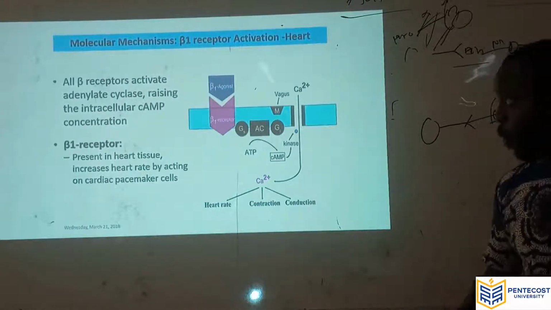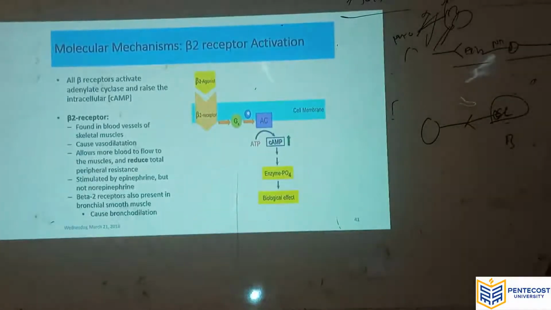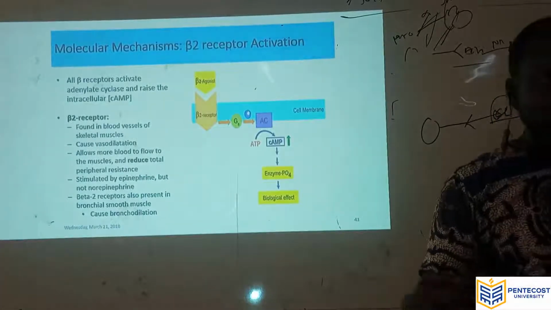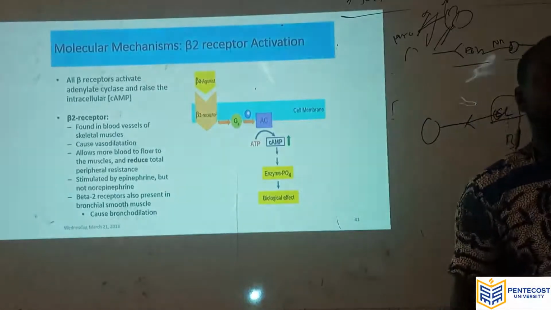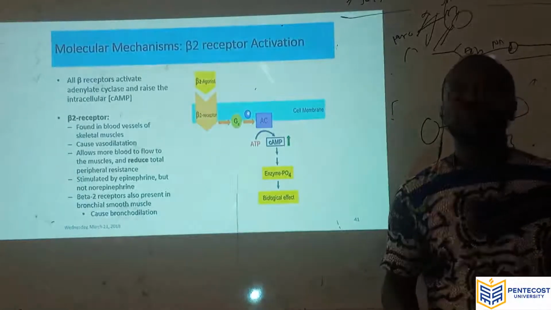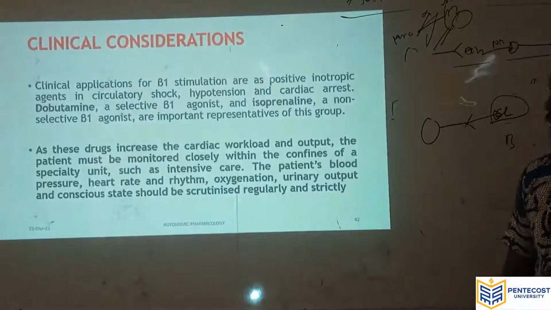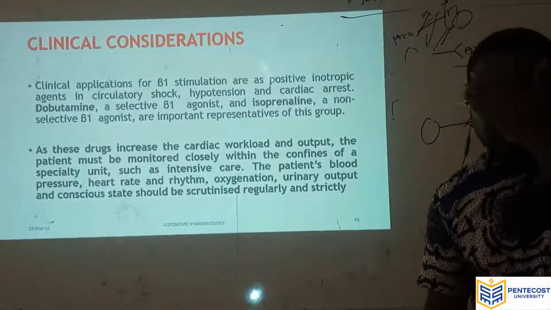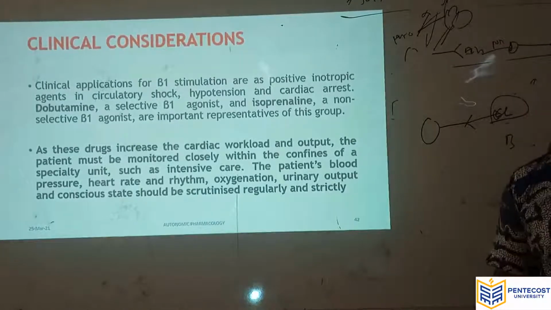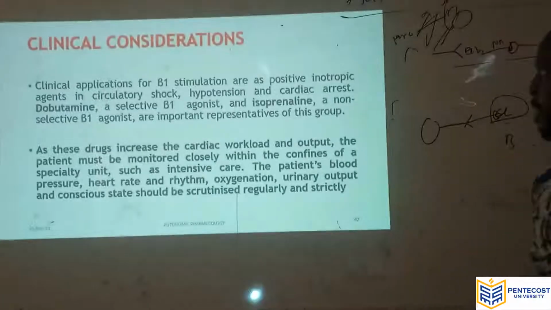you don't need it at this level. So just know that beta 1 receptors will cause an increase in heart rate. And if they are causing an increase in heart rate, then we can use this to manage people whose heart is failing. So let's look at some clinical applications of beta 1 receptors.